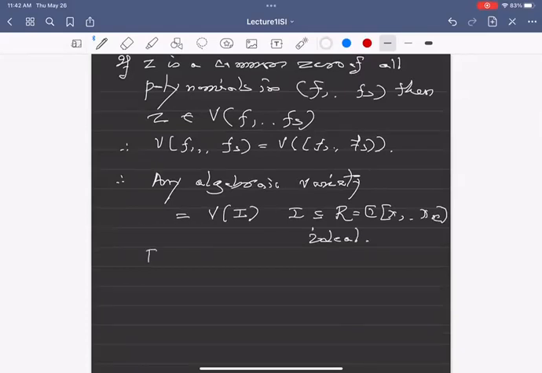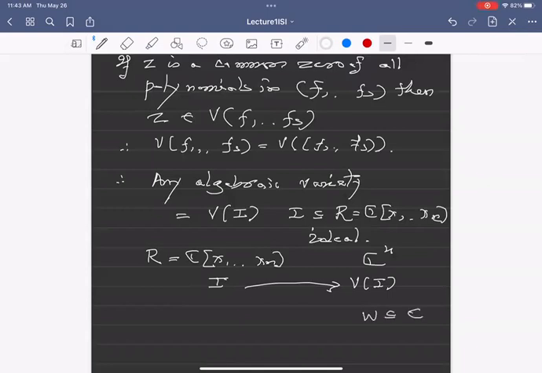So we have R on the algebraic side, and on the geometric side, we have varieties. You start with an ideal, and to this ideal, associate its variety. On the other hand, suppose I take a subset W contained in Cn. Now to this, I want to associate an ideal, the ideal of W.